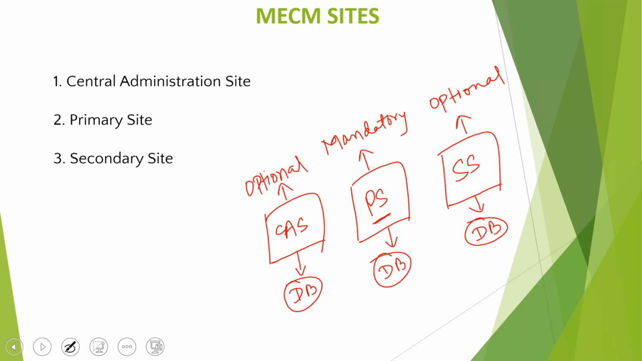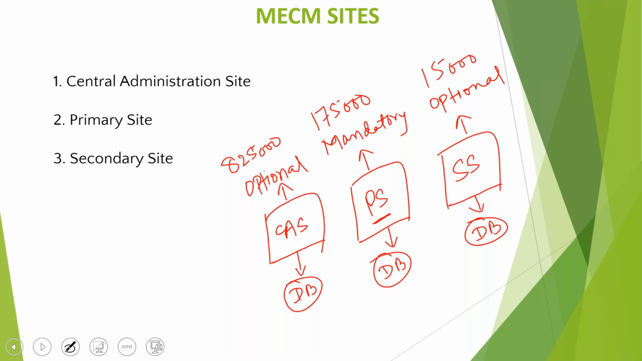I will explain that to you later on. For now, understand that this one is optional, this one is mandatory, and this one is optional. Now, how many devices can you manage within one central administration site hierarchy? 825,000. In one primary site server, you can have a maximum of 175,000. And in one secondary site, you can have a maximum of 15,000.